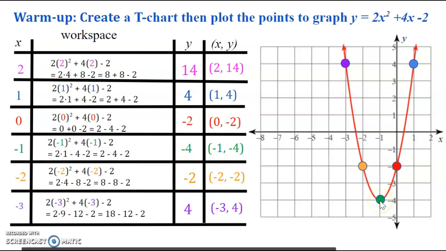That green dot is my vertex, which happens to have the coordinate of (negative 1, negative 4), and the line of axis is the reflection line, a line that I can fold this parabola in half, and that always goes through the vertex. So it's going to have the equation of x is equal to negative 1.